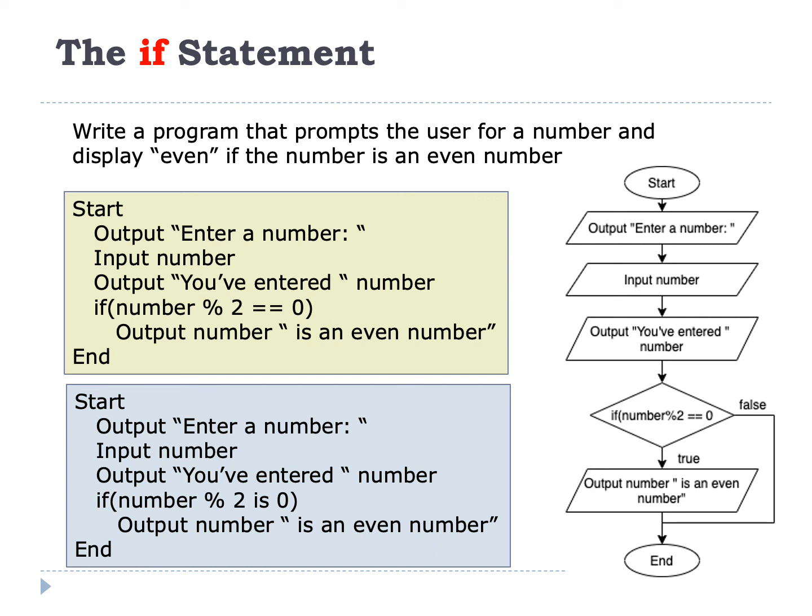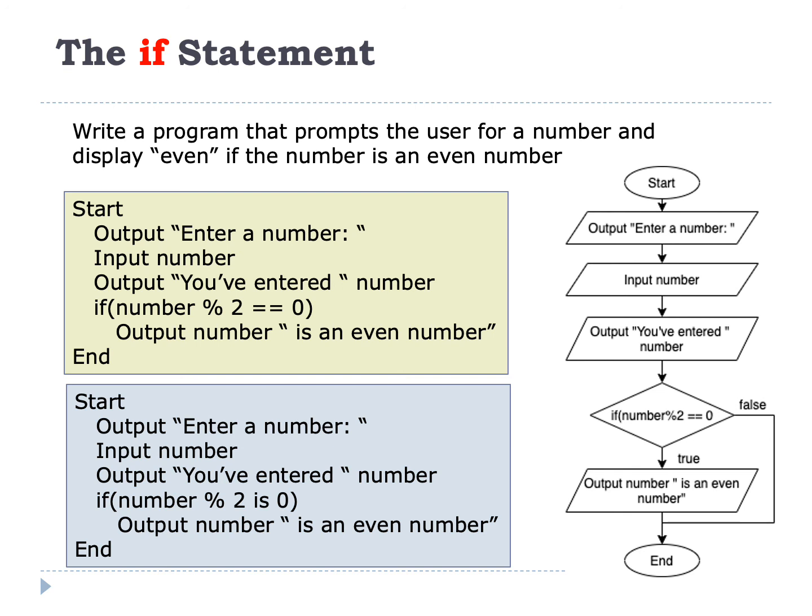From this condition, if it is true, it will have the output number is an even number, then end the program. Otherwise, if the condition is false, it will just end. You can have the false arrow point to end straight away. That is totally fine. Over here, I have it combined with whatever comes after the true statement, in case I have other statements or code to run in the program. We will look at what I meant by that in the next few slides.